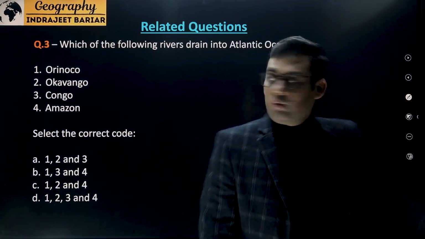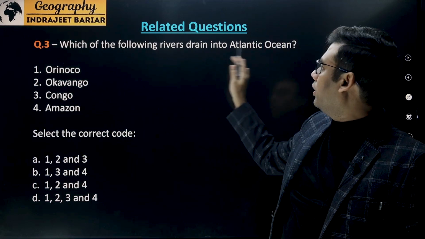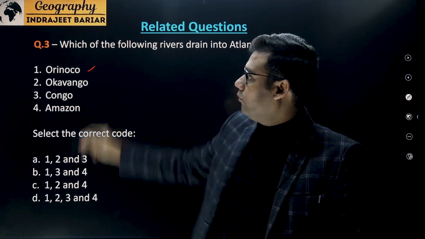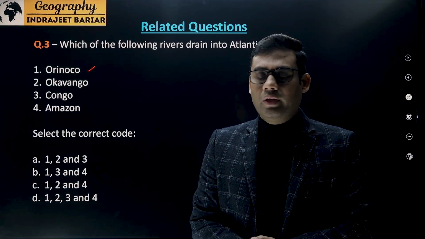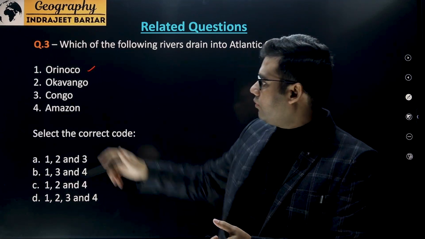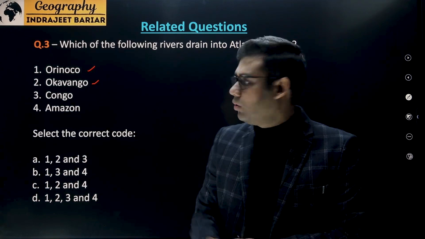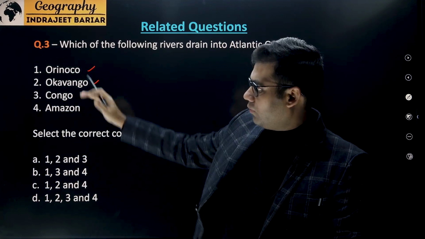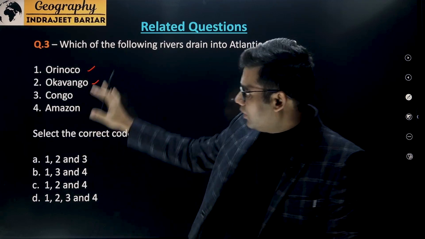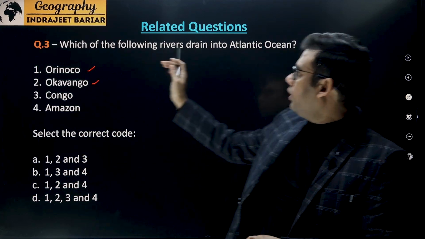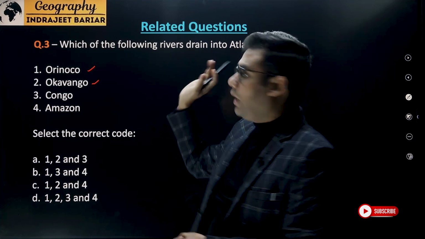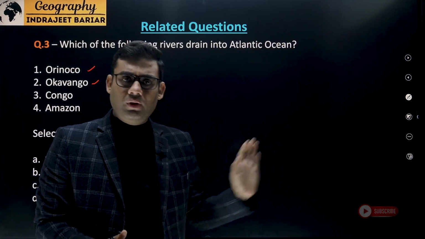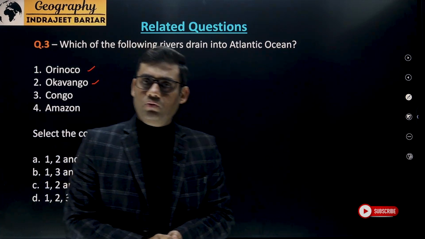And the third practice question is, which of the following rivers drain into the Atlantic Ocean? So Orinoco River, I have told you just now, is with respect to Guiana Highlands we have discussed. Okavango Basin, I have shown you. Congo as well as Amazon River. One river again from Africa and one river from South America. These are the four rivers, and I have to find which are draining into the Atlantic Ocean. So these are the three practice questions for you related to that particular question which was asked.